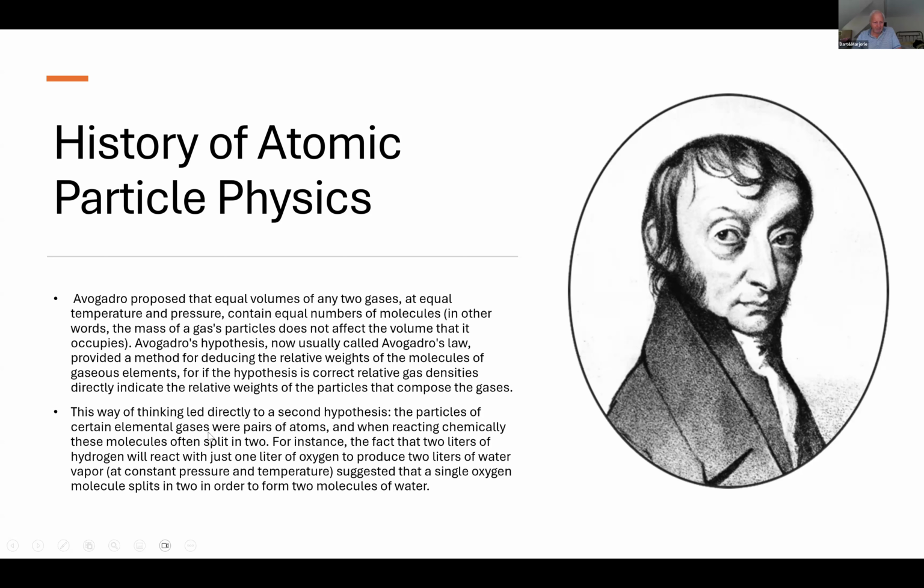And then when we react these things together, it's possible for these things to split. And that's how we get that 2 liters of hydrogen will react with 1 liter of oxygen to produce 2 liters of water vapor at a constant pressure and temperature, which suggests that the single oxygen atom split in two in order to do this.